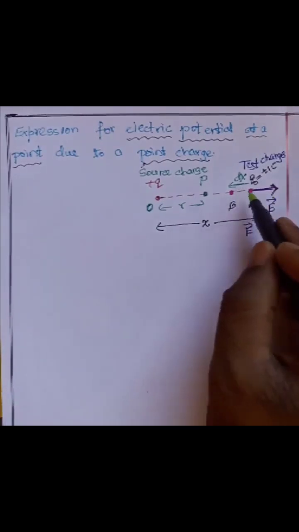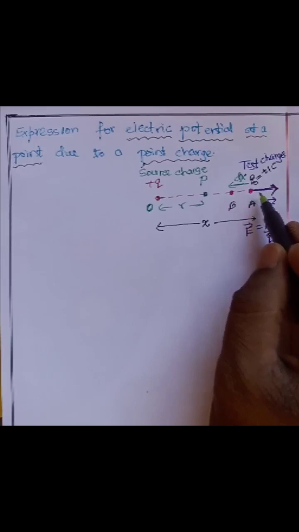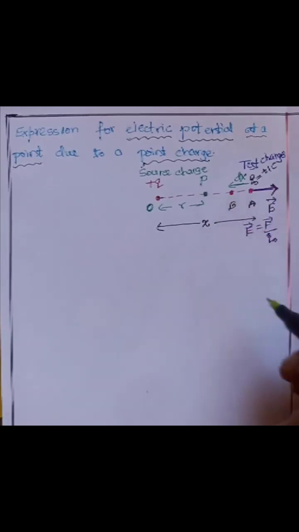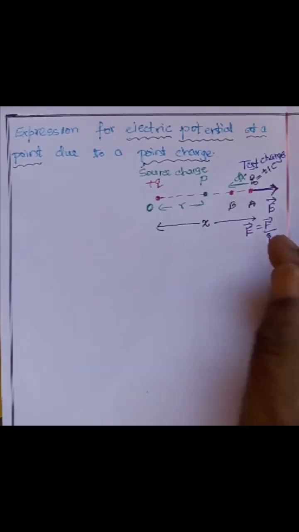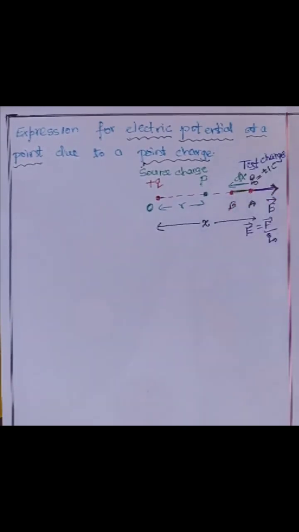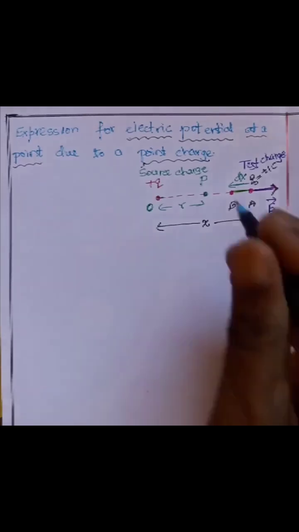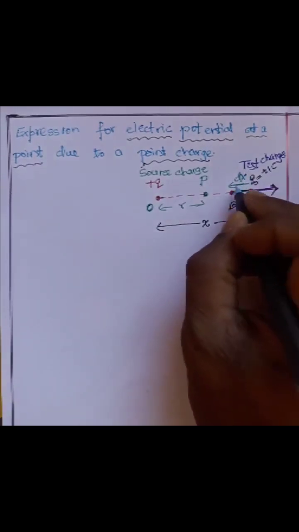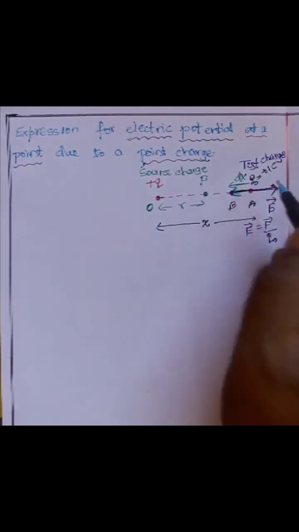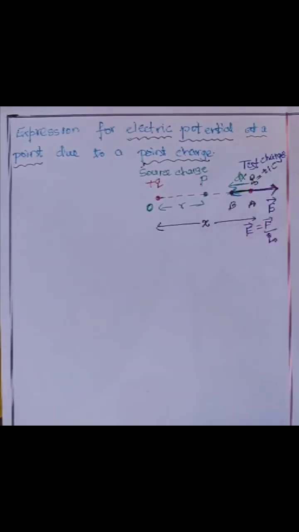Depending on the definition, electric potential is work done in bringing a charge from A to B, or from infinity to the required point, through a distance dx. So the displacement dx is in this direction.